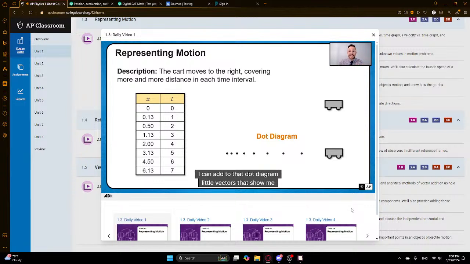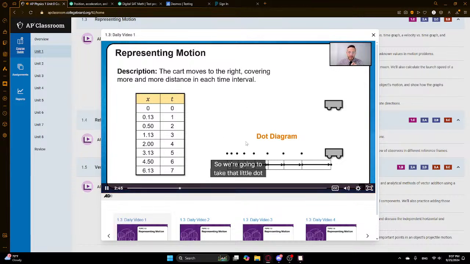I can add to that dot diagram little vectors that show me how far the car goes and in what direction the car travels during each time interval. And so again, we can see here that we are traveling more and more and more distance in each time interval. What we're going to do is take that dot diagram, we're going to build a graph with it. So we're going to take that little dot diagram.